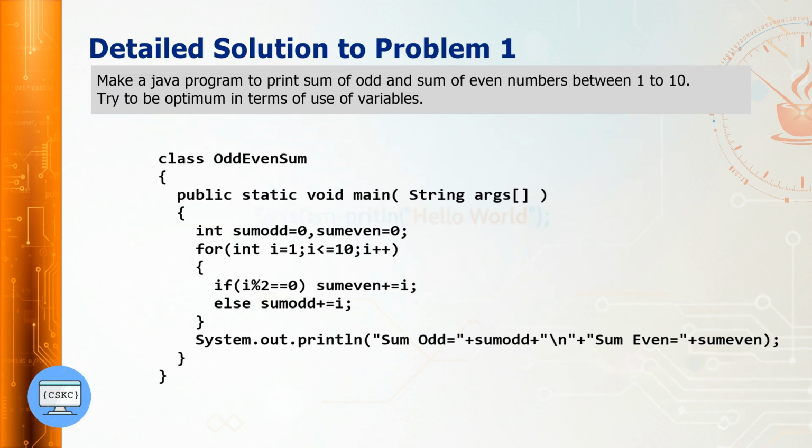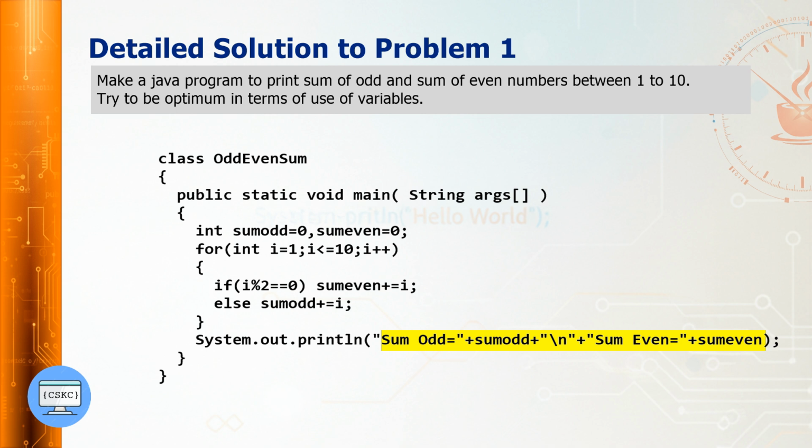Here is the detailed solution. This one is a fairly simple loop, the for loop, with variables initialized for sum odd and sum even. The for loop works on the basis of counter i, which is also used to check for divisibility by 2 to show it as even, else as odd. The sum even and sum odd variables are added successively in each iteration to get the final value of sum even and sum odd when the loop comes out.